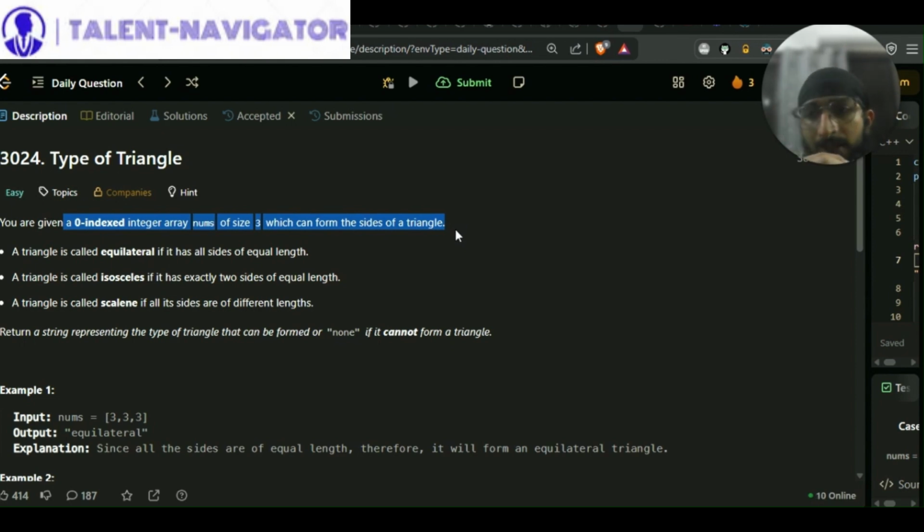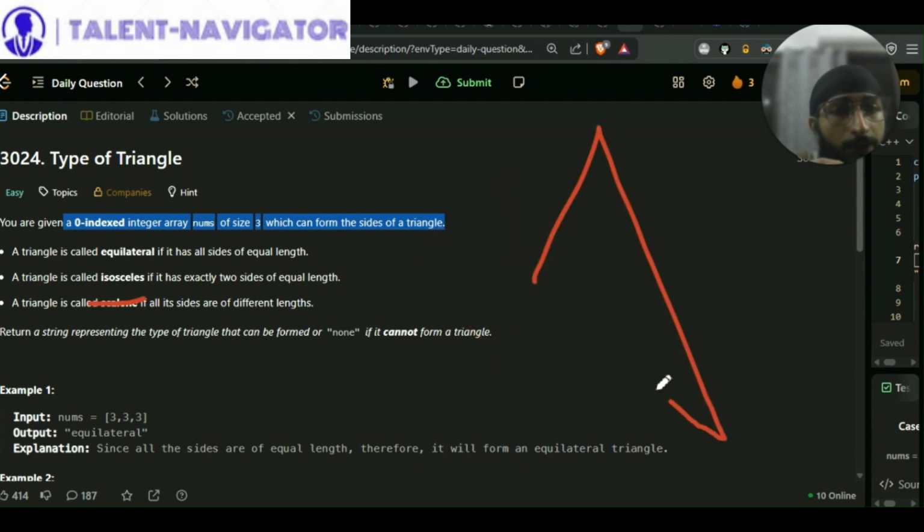the triangle. A triangle is called equilateral if it has all sides of equal length. So I'll also draw for you. A triangle is equilateral if it has all sides of equal length. So this is 60 degrees, this is 60 degrees, this is also 60 degrees, and all these side lengths are equal. So this is an equilateral triangle. Then an isosceles triangle is where you have two sides of equal length and one unequal side. And a scalene triangle is when we have all different sides, sides of different length, right?